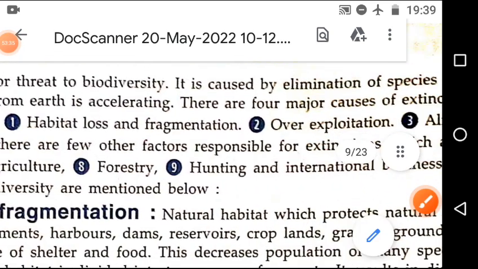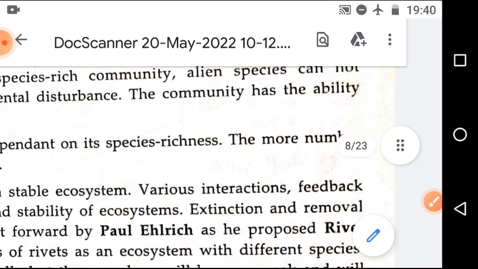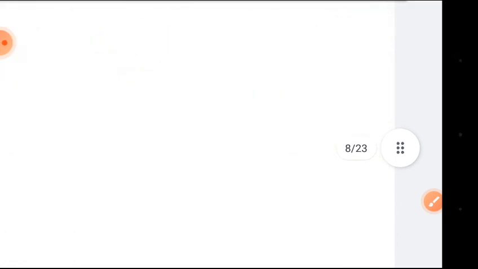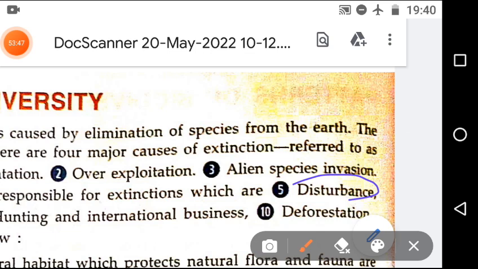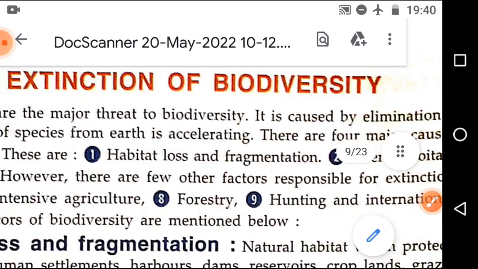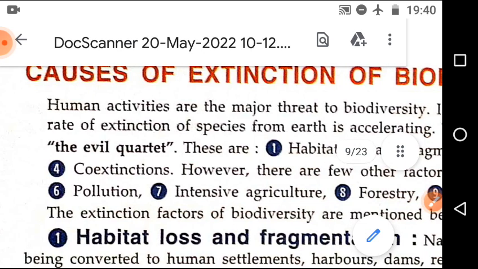Then the next is disturbance. Okay, next is disturbance. Disturbance also causes loss of biodiversity. Disturbance is done in many ways, like using too much noise. Okay, the DJ amplifiers that we use in occasions, parties, festivals, cultural programs.